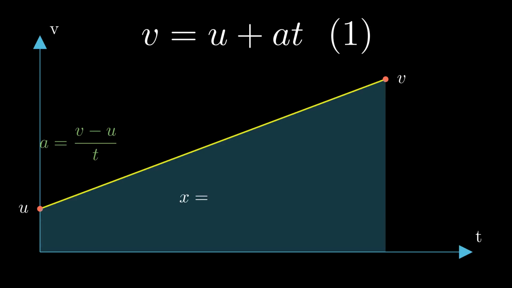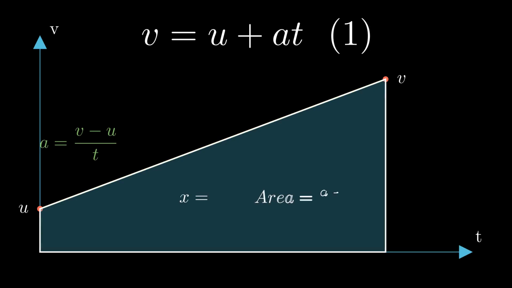Now, if we look at the area under the graph, we can see that this represents displacement, x. This area is a trapezium, so we can use the formula for the area of a trapezium to find x. This gives us our second equation.